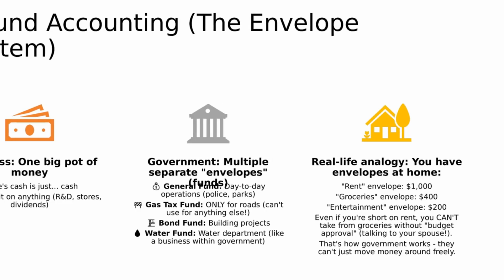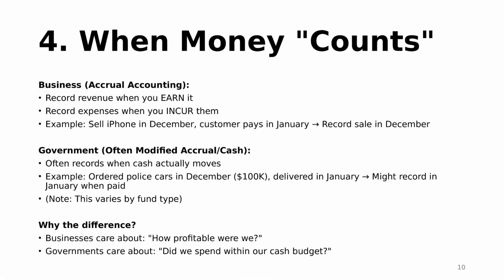transparent. Let's look at when money officially counts. In business, accrual accounting means recording revenue when it's earned, even if the cash comes later, and expenses when they're incurred. For example, selling an iPhone in December but getting paid in January, the sale is recorded in December. Governments often use modified accrual or cash methods, recording transactions when cash actually moves. So if police cars are ordered in December but paid for in January, the expense might show up in January. Why? Businesses care about profit timing. Governments care about sticking to their cash budget.